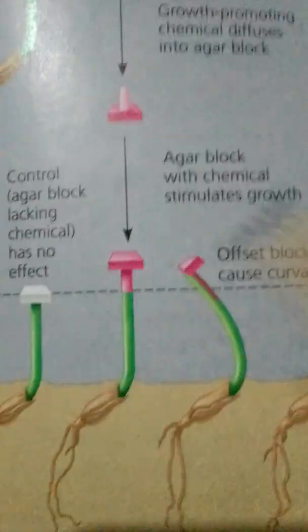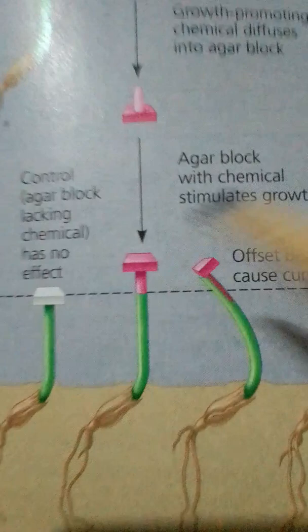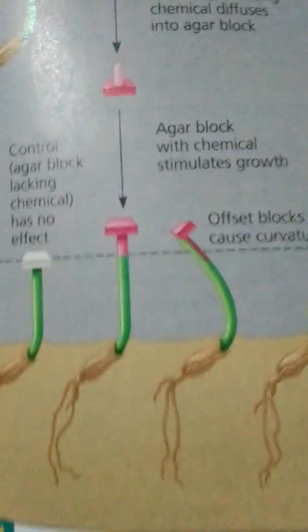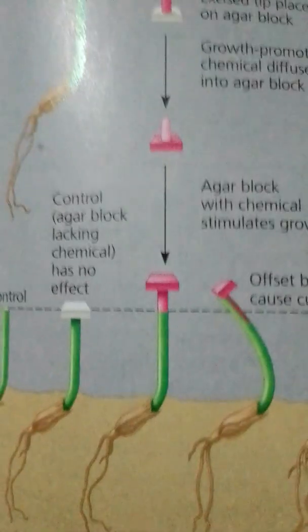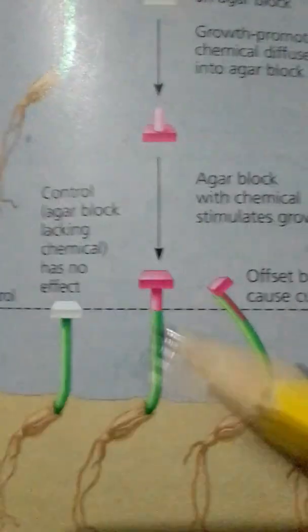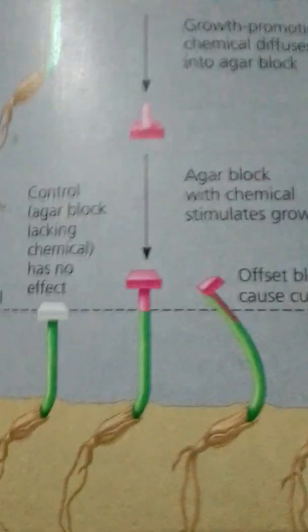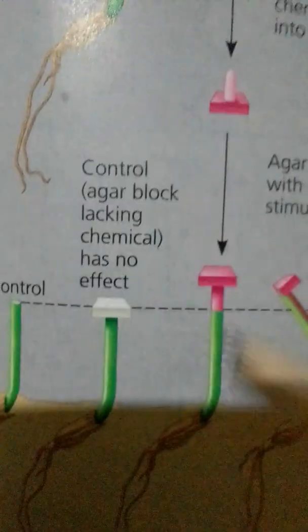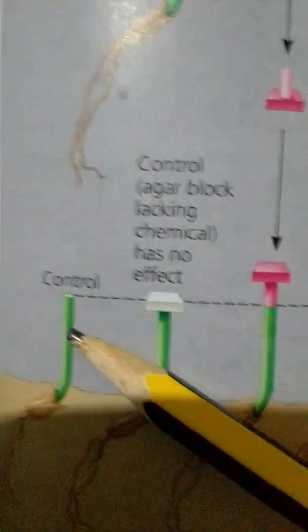Results: the coleoptile growth rate if the chemical was distributed evenly. If the chemical was distributed unevenly, the coleoptile curved away from the side with the block, as if growing toward light, even though it was grown in the dark. The conclusion: notice that offset blocks cause curvature, and the control agar block lacking the chemical has no effect.